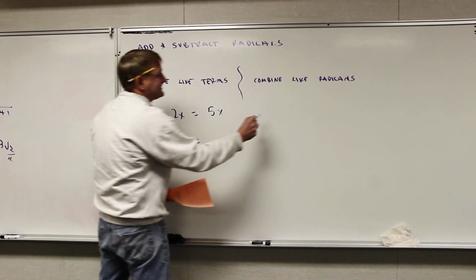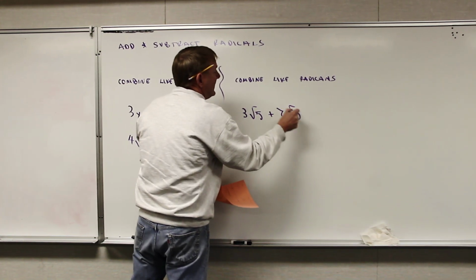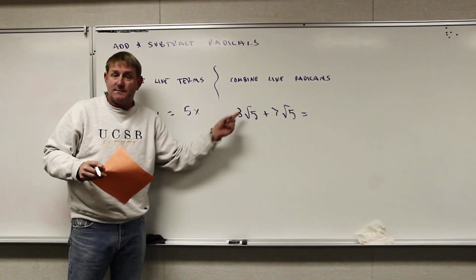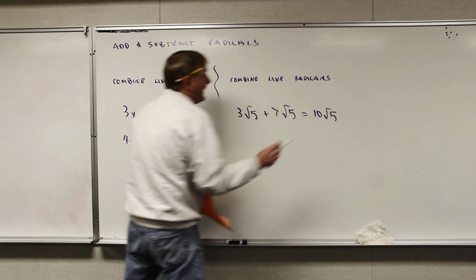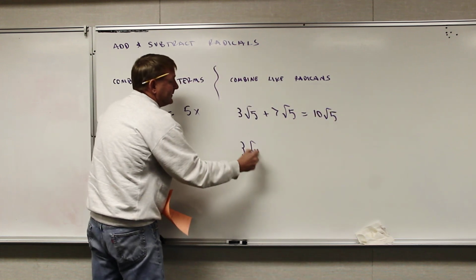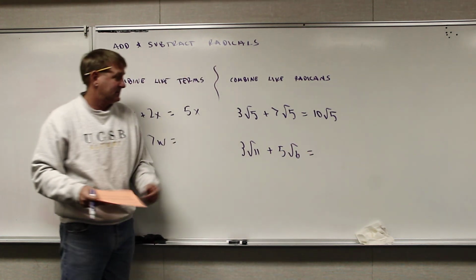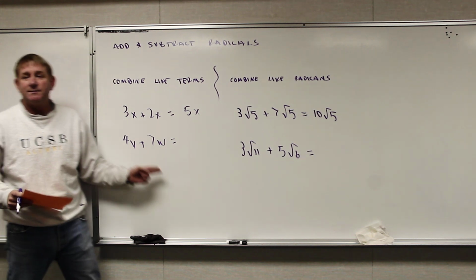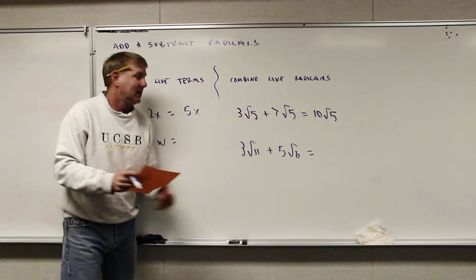So if I said, what's 3 root 5 plus 7 root 5? Well, you have 3 root 5s and somebody gives you 7 more root 5s. Now you're up to 10 root 5s. However, if you had 3 root 11s and somebody gave you 5 root 6s, you can't combine them. Just like you can't combine y's and w's, you can't combine root 11s and root 6s. So we can only combine like radicands.